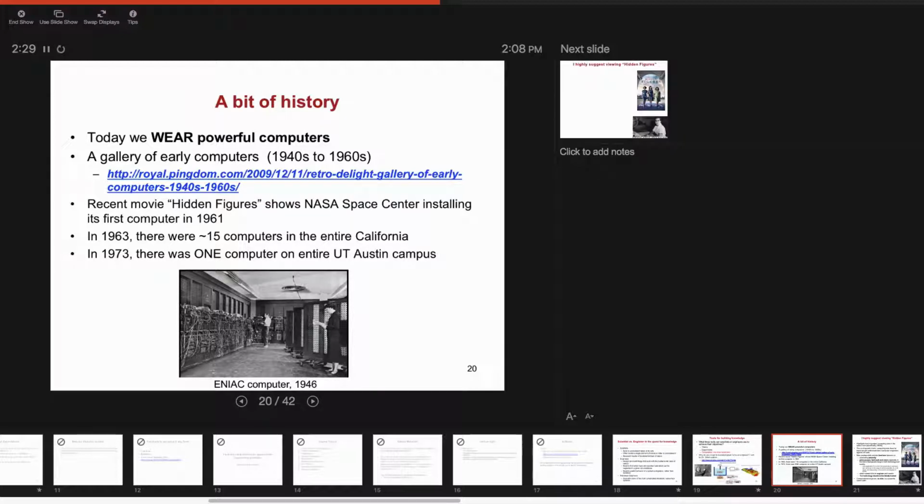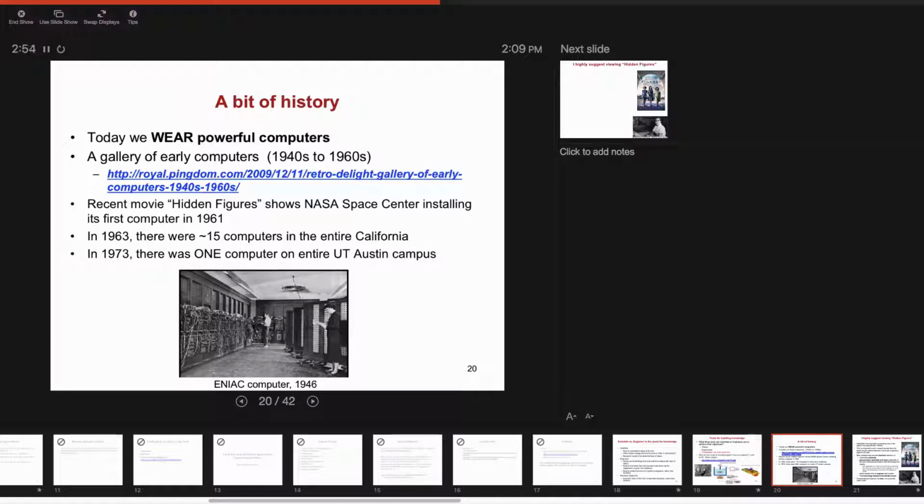There's more images on this link if you're interested to see. But this is an early computer, way less than any phone that you have right now in terms of computational power. And these are the people standing just for the size. So there's recent movies. How many of you have watched Hidden Figures?